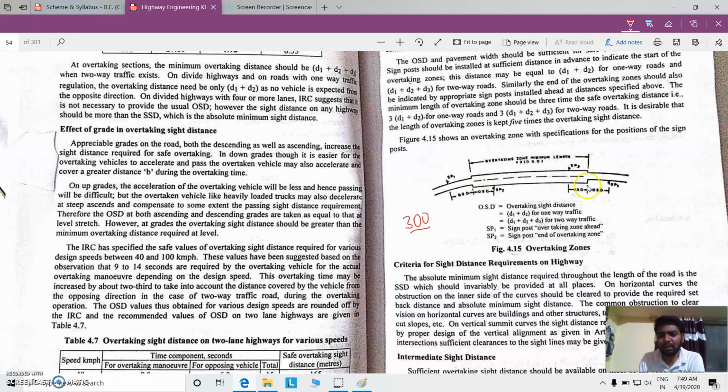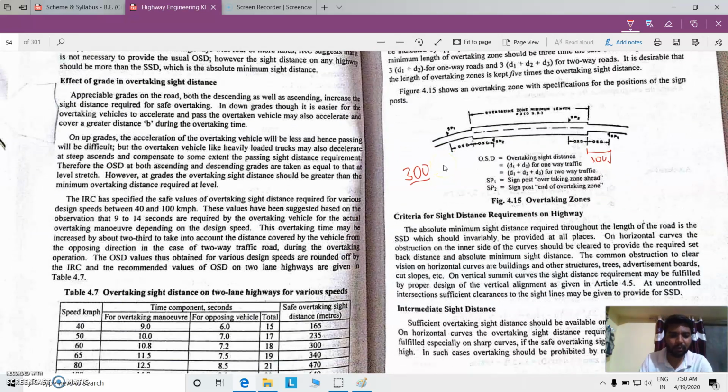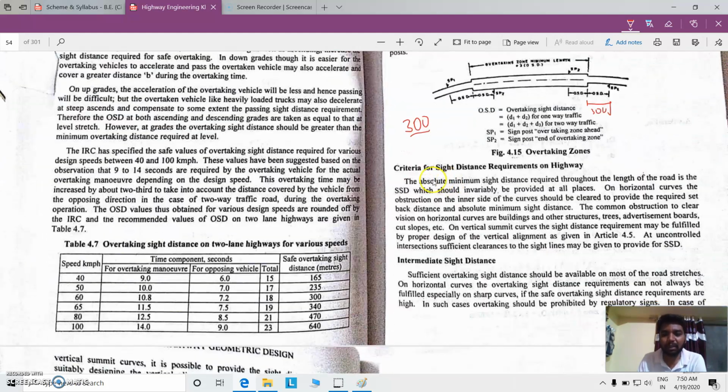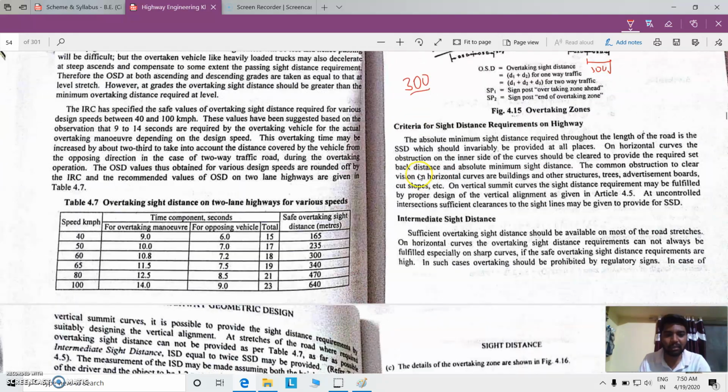And after that, from the end of the overtaking zone, we have to provide another signboard, measuring 300 meters from the end of the overtaking zone. From this point, 300 meters ahead, we have to install another signpost that says end of overtaking zone. This must be there in your answer when you calculate the overtaking sight distance, right? This much is necessary to complete the analysis of overtaking sight distance, right?